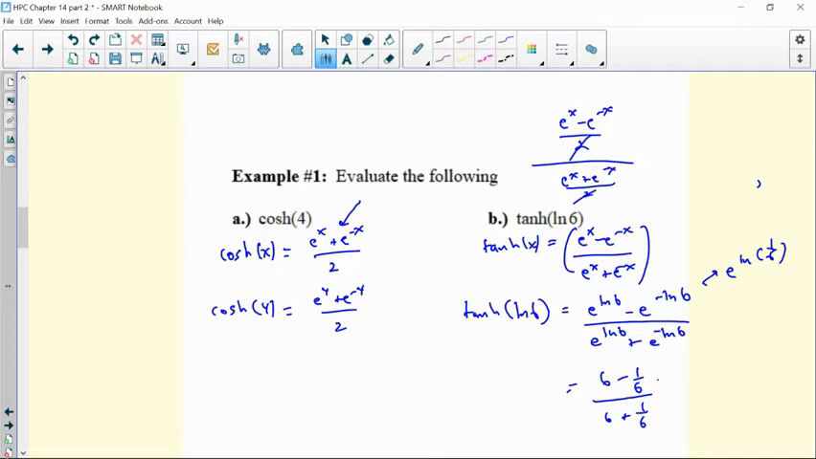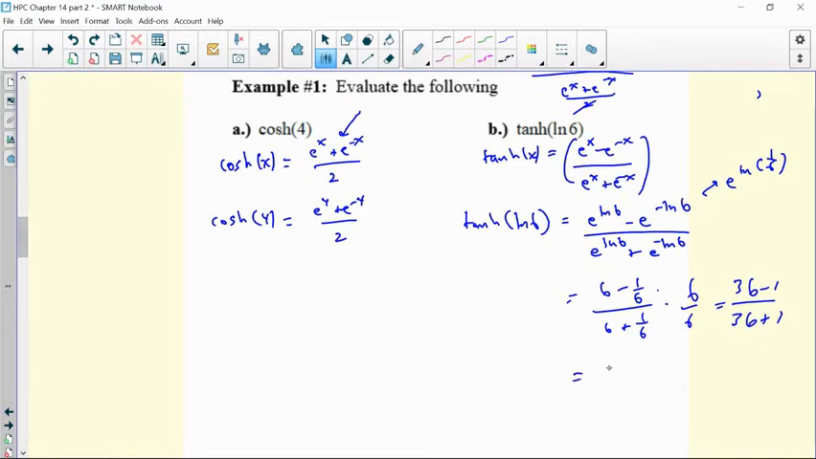There it is. Again, the reason is because e and ln will only cancel if you isolate just the natural log function by putting everything else within its domain. Then I would multiply by 6 over 6 just to clear out this fraction. So that's 36 minus 1 over 36 plus 1, and we end up getting 35/37. It's a nice number, relatively speaking, but that's because we were evaluating natural log of 6.